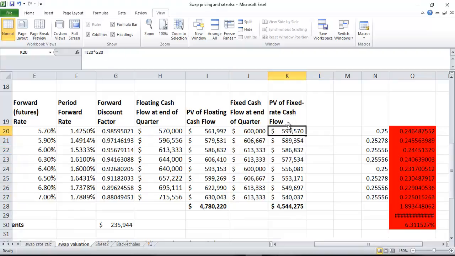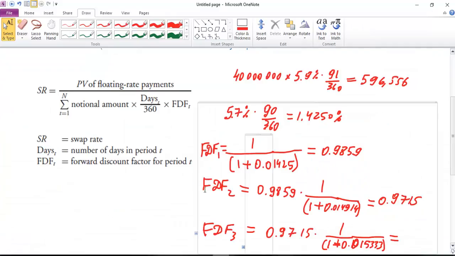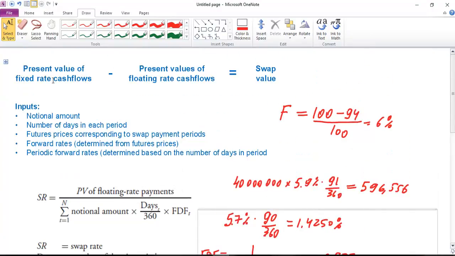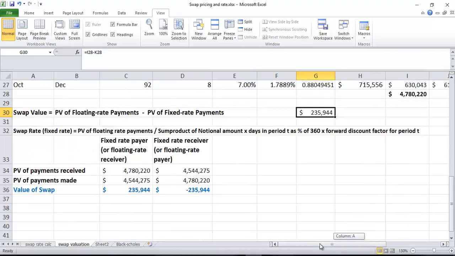And the PV of fixed rate cash flows is basically this cash flow discounted by the discount factor. In other words, just take this cash flow multiplied by the discount factor and you'll have these cash flows. So we're using the same discount factors to present value the floating rate cash flows and the fixed rate cash flows. So when you sum up those values, you're going to have 4.5 million, etc. Okay, and basically the difference between these two obviously would be the value of the swap, right? These are the PV of floating rate cash flows. These are the PV of fixed rate cash flows. As you can see in the formula, the swap value would be the difference between them, right? And basically that's what we're going to do. This is the difference between the PV of floating rate payments and the PV of fixed rate payments.